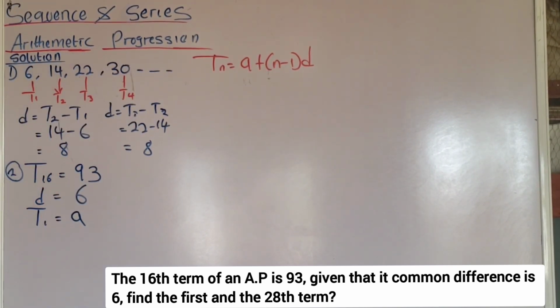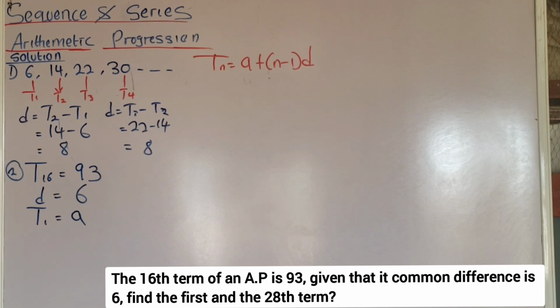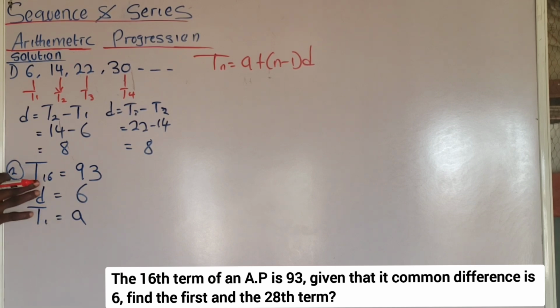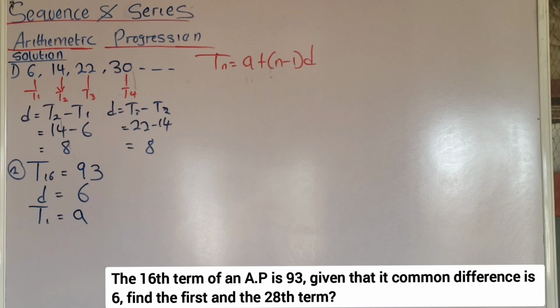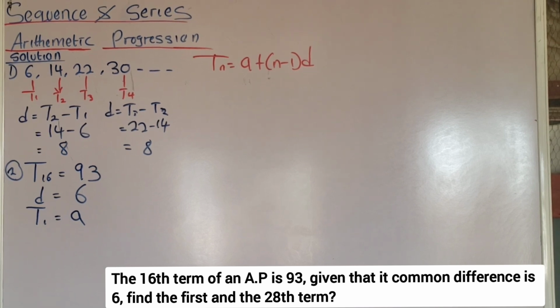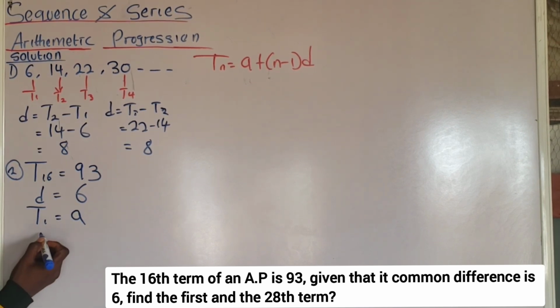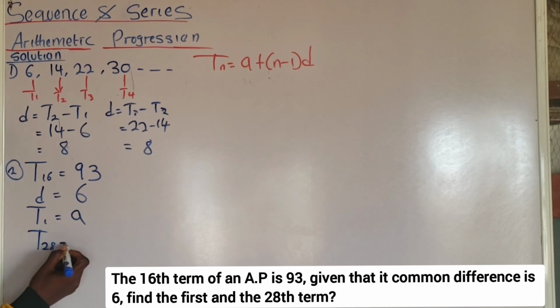Perhaps if you missed the previous class, make sure you check the playlist. You're going to see the class. Just make sure that you pay attention. It's very simplified. Now, if T1 is equal to A, and we've been given that T16, the 16th term, is 93, we can easily determine the value of A, which is the first term. We cannot find the 28th term without knowing the first term. We are also asked to calculate the 28th term. Let me put it there: 28th term, T28.